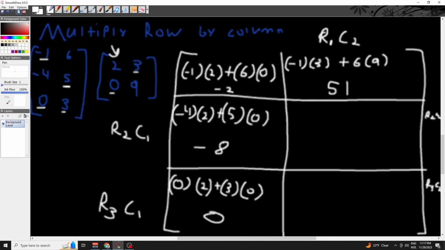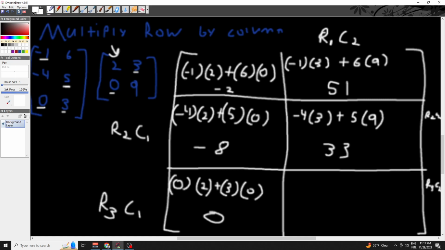The second thing, row 2, column 2, we're going to start out with negative 4, because negative 4 is row 2 of the first matrix. We're going to multiply that by the first result of column 2, which is 3. I'm still doing this right. I am. We're going to add that to the second result of row 2, which is 5, and then multiply that by the second result of column 2, which is 9. And that's going to give us 33.